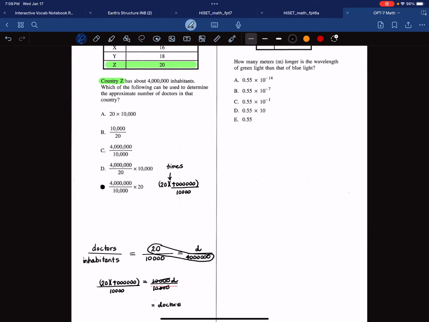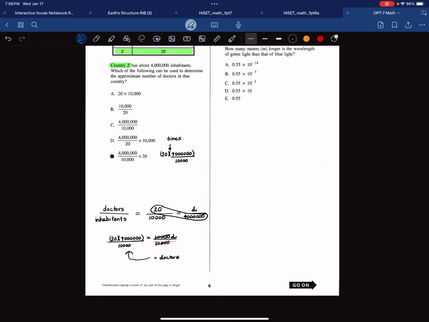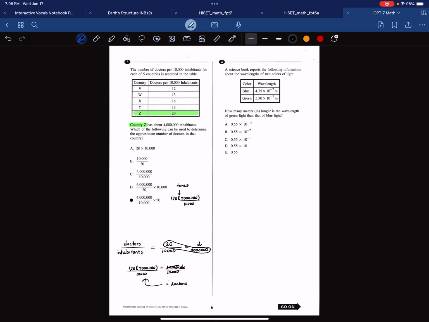This is not even a solution that they're asking us to find. They're just asking us to set it up. So the number of doctors would be found with that formula. So I'm just going to draw an arrow to that formula. This is a setup question. I would prefer it if they just asked me to solve. I like solutions much better than setups, but they're testing my knowledge of algebra and also ratio and proportions.